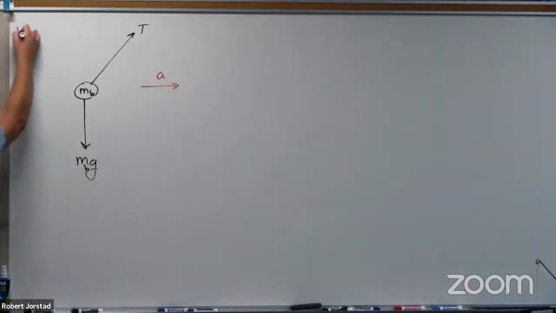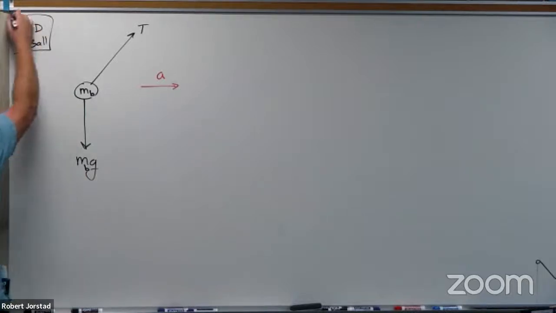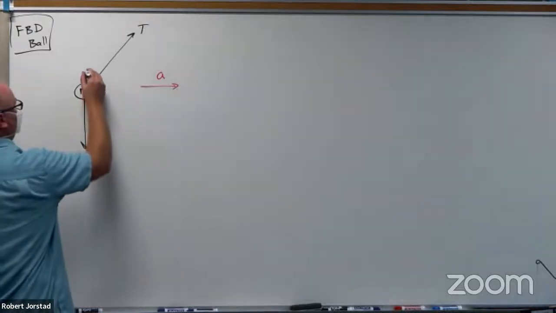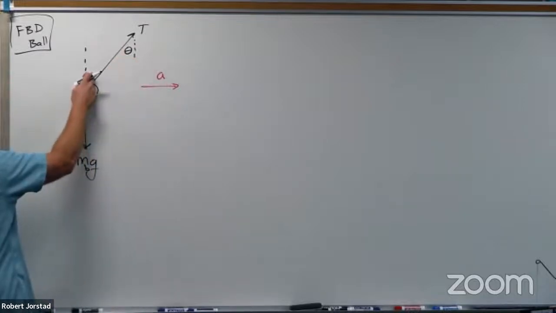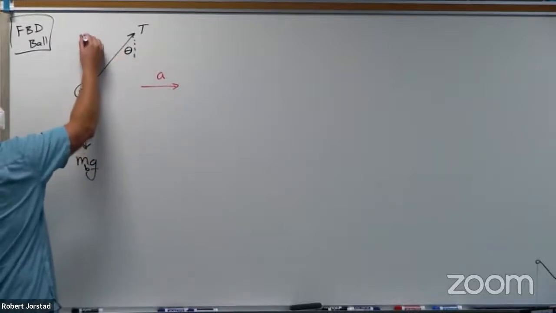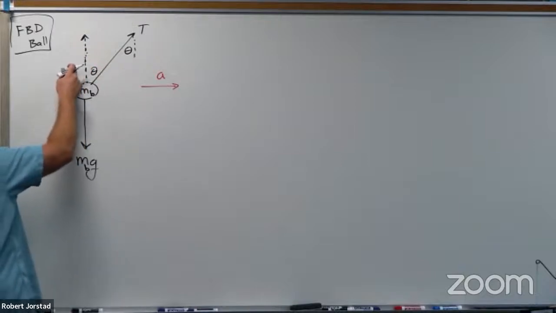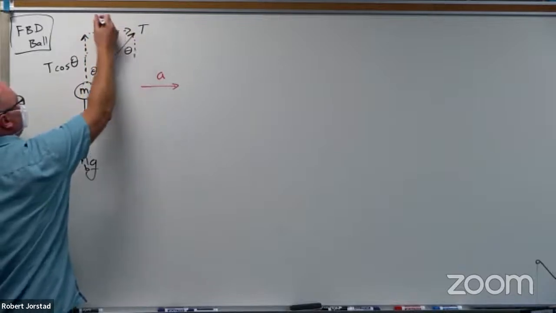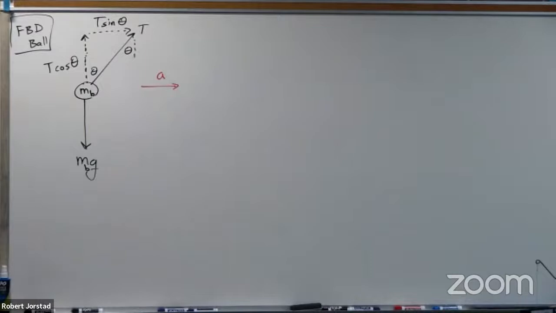So I'm looking at an FBD of the ball. Now look at this. There's going to be some angle here. This angle is theta. What's this component that I'm drawing right here? T cos or T sine? T cos. And I think that's what Jacob was talking about, right? T sine. Yep, I agree.